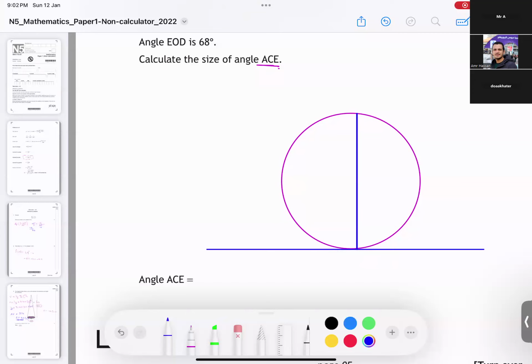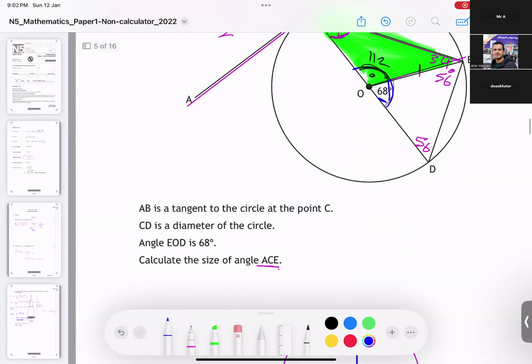If we have a tangent, we get a theorem. This one is always perpendicular, right? So the tangent is always perpendicular to the diameter. And this one is really, really important and really useful. Let me turn back to this one.